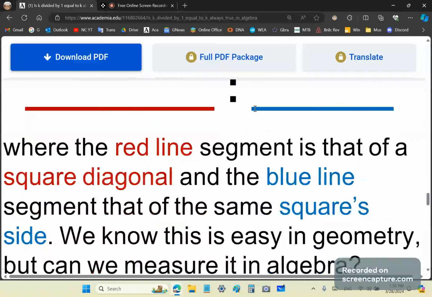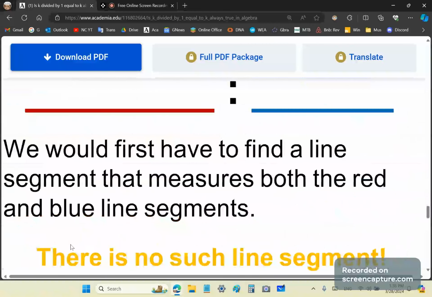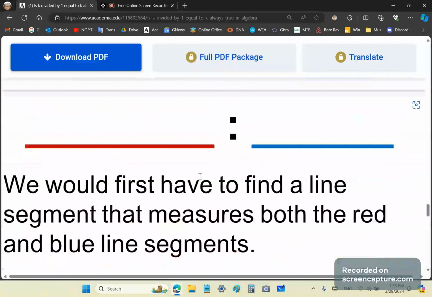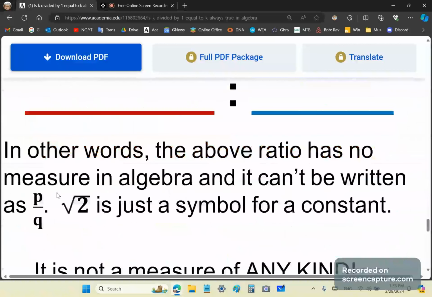Is there a smaller line segment that measures this guy and this guy exactly without any remainder? Well, there is no such line segment. Oops. So that means this ratio here doesn't have a measure, okay? In other words, this ratio has no measure in algebra, and it can't be written as P over Q, because P over Q is the only kind of number you can have, okay? It's redundant to say rational number, because rational is an extra word. Number implies rationality, and rationality implies number.